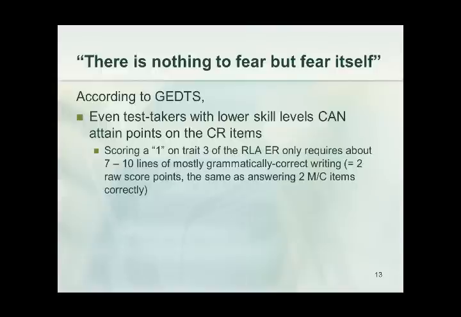Scoring a 1 on trait 3, that's grammar and sentence structure and fluidity of the writing. To score a 1, which again would be multiplied by 2, so that's actually 2 points, requires about 7 to 10 lines of mostly grammatically correct writing that flows. Please know that right now our students aren't doing that. They're not editing and revising well enough to have grammatically correct writing and to have fluidity or different sentence structure that reads so smoothly.